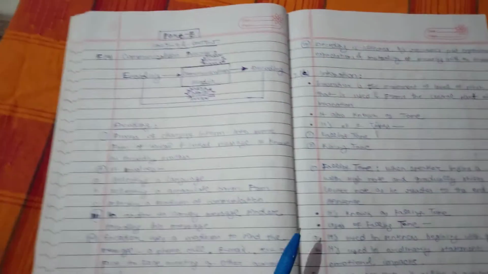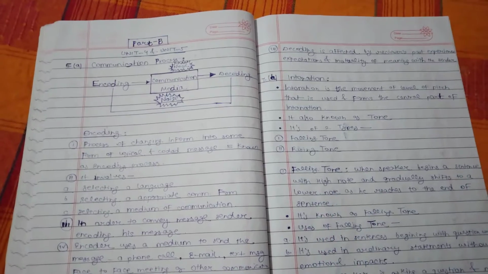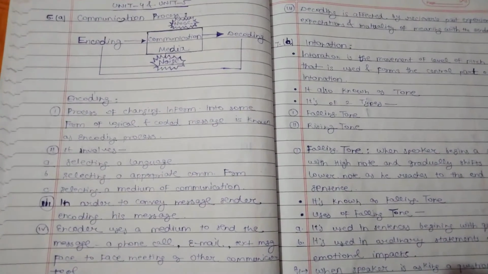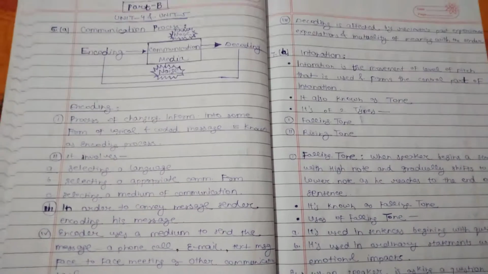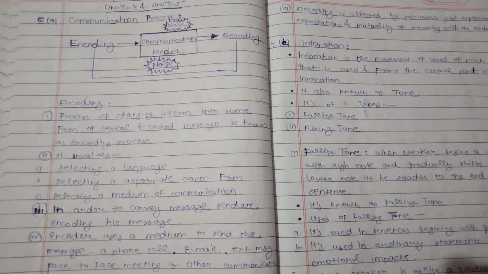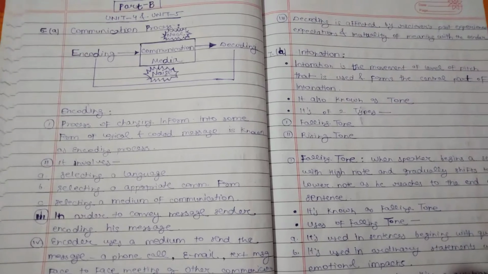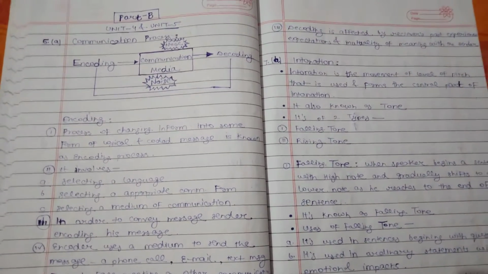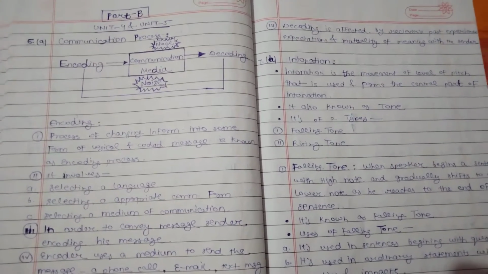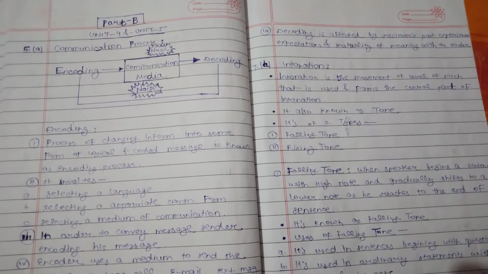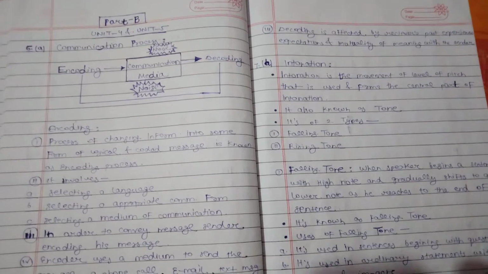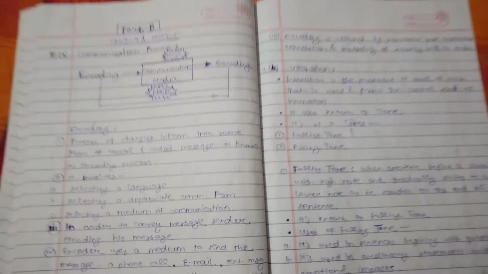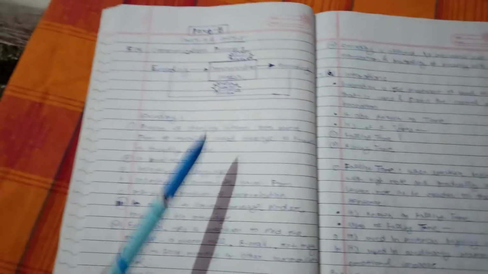The first question may be asking about the communication process. You need to write how the communication process takes place in technical communication. The communication process takes place in 4 to 5 steps: first you encode the message, then there is transmission, then decoding the message, and the last one is the receiver. After that you take the feedback. So basically it is 4 to 5 steps: sender, encoding, transmission, decoding, receiver, and feedback. This is how the communication process takes place.